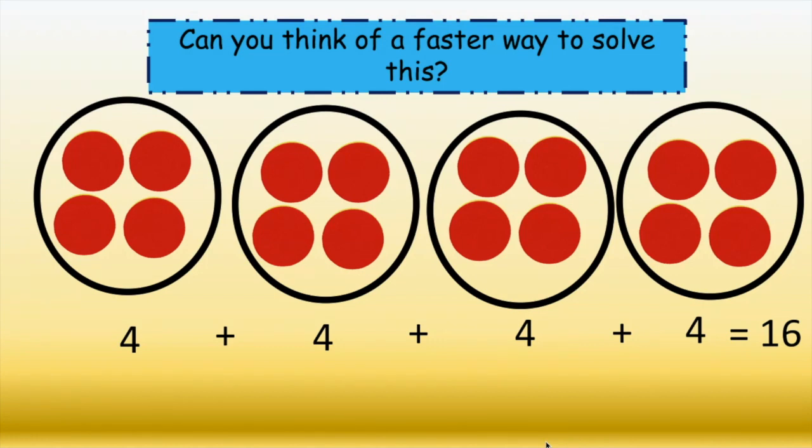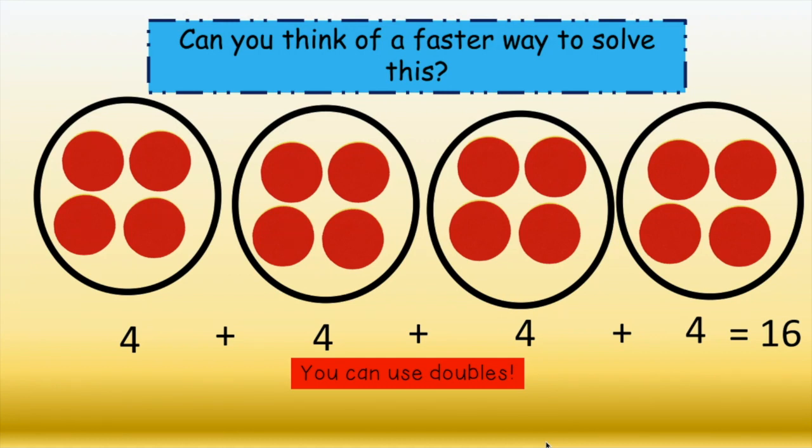So let me repeat. This only works, and you can only use this strategy, if your groups are equal, okay? So as you can see, we have equal groups. So I'm going to show you what we can do. You can use doubles. Doubles is when you add the same number 2 times, right? Like in this case, it's 4 plus 4. But another example of a double would be like 1 plus 1, 2 plus 2, 3 plus 3. So it's adding the same number twice.